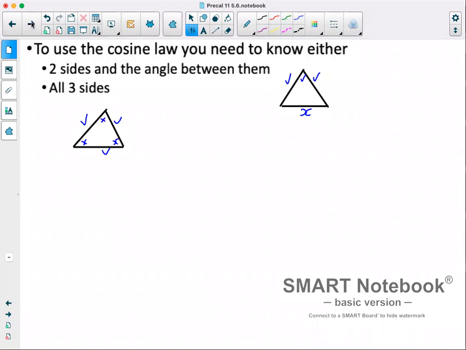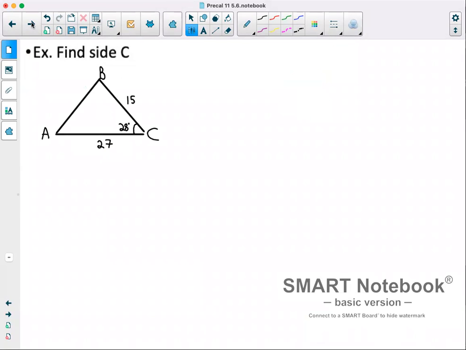So we'll start using this. First example, we're given triangle ABC. We want to solve for side length C. First thing I would do is label my sides. And then we can see that we have two sides and an angle between them, so we can use cosine law. We're solving for side C, so I'd have c squared is equal to a squared plus b squared minus 2ab cos of C.